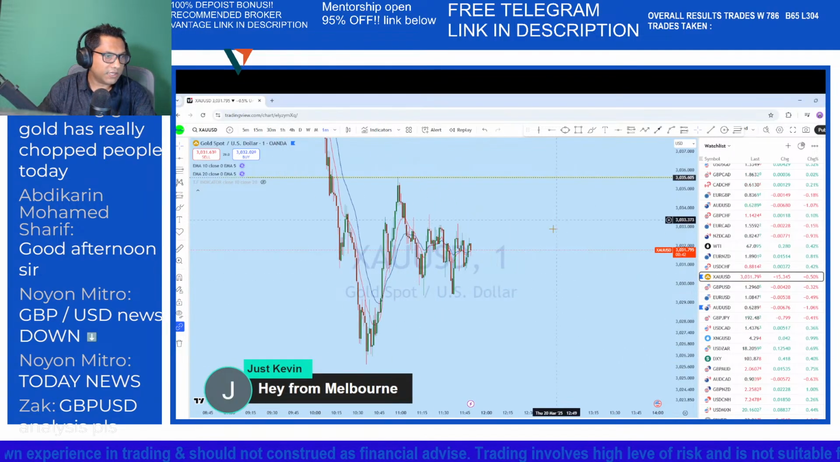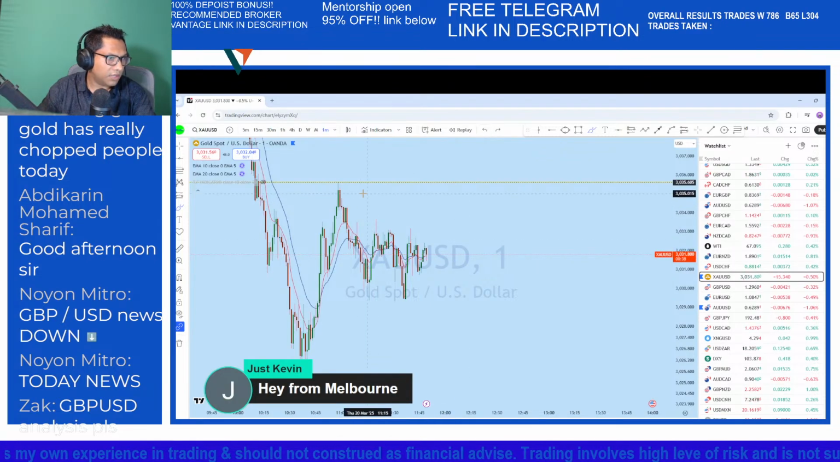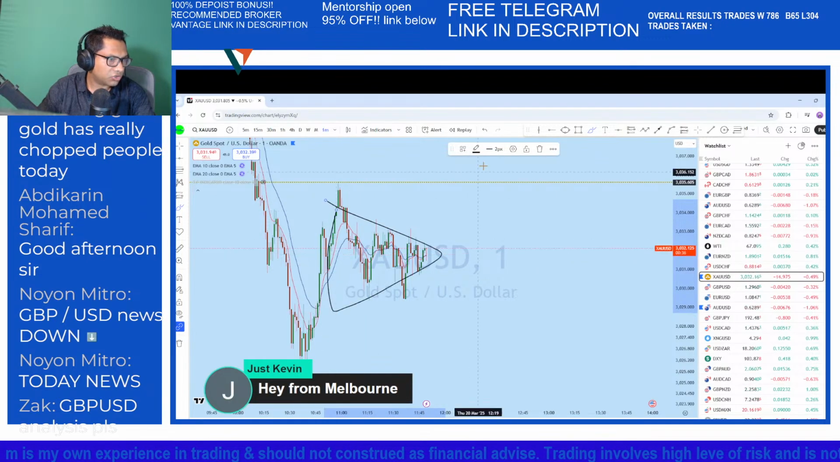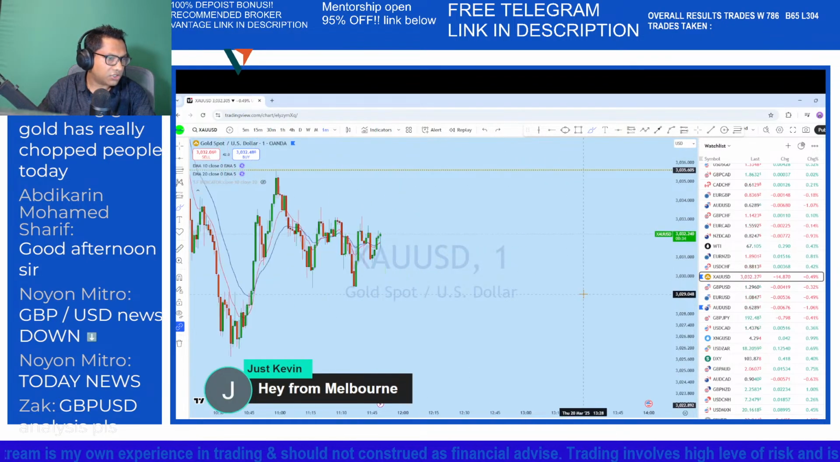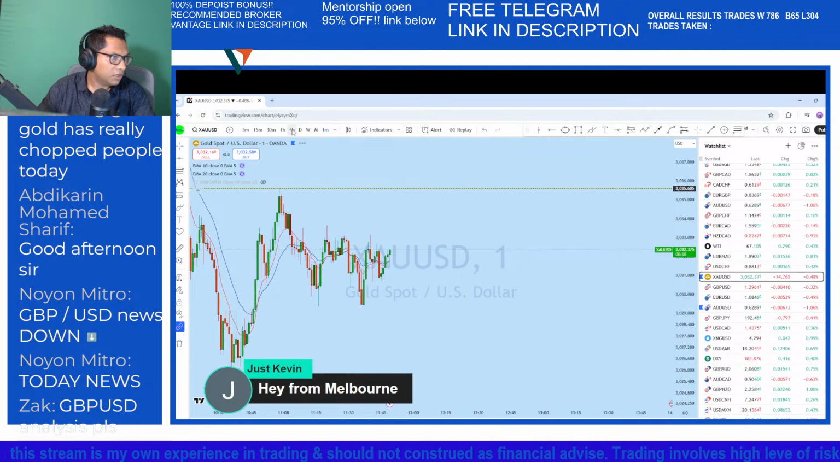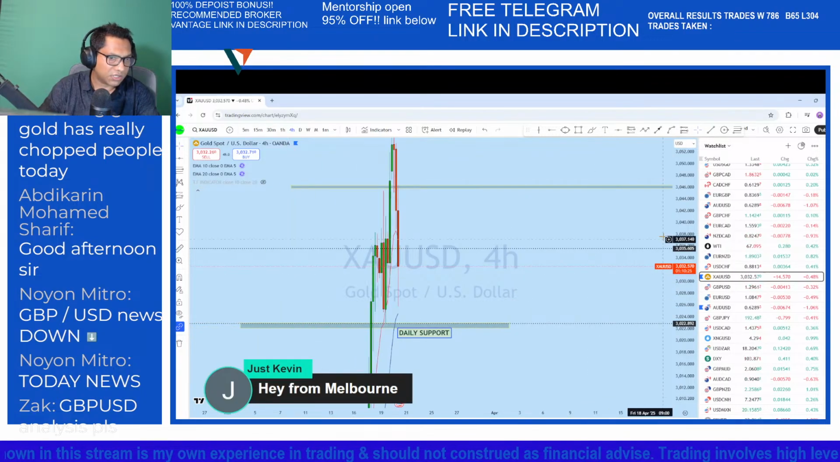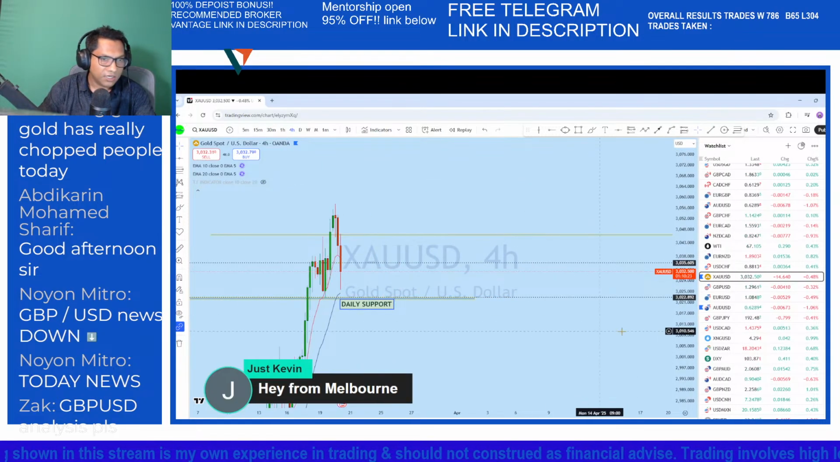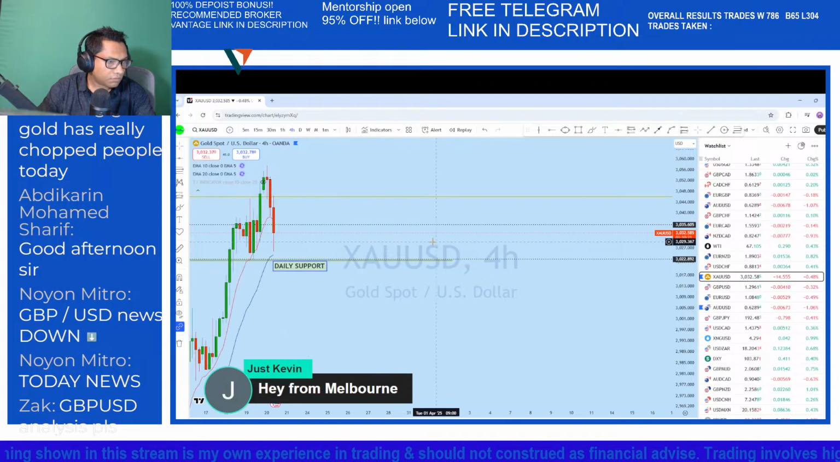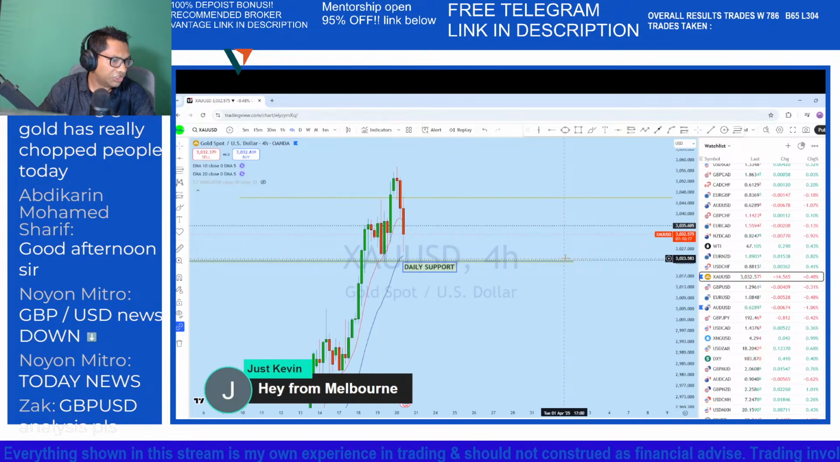So here what we can see, in this area there is a structure. If you look at it, this is a triangle, and with this structure what we can expect is the market to move sideways, as there is GBP news coming in just a couple of minutes. That might have a slight impact on this instrument.